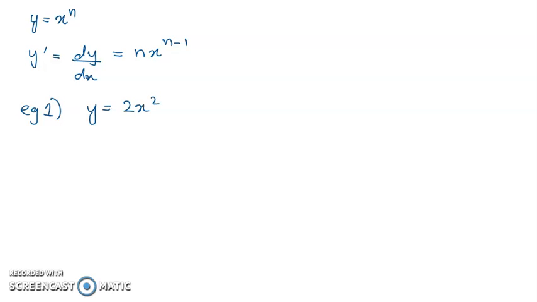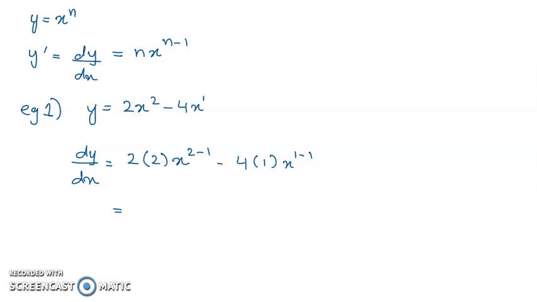If you have an example, for example, we have 2x square minus 4x. When you differentiate it, dy by dx, you will drop the power and make 1 less in the power. Again, here the power of x is 1, so you will be dropping it here, 1 less in the power. 2 into 2 will make 4x minus 4.